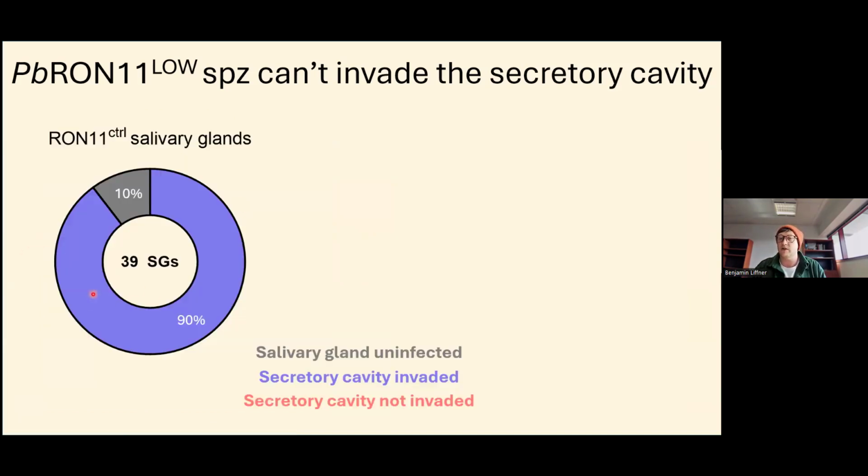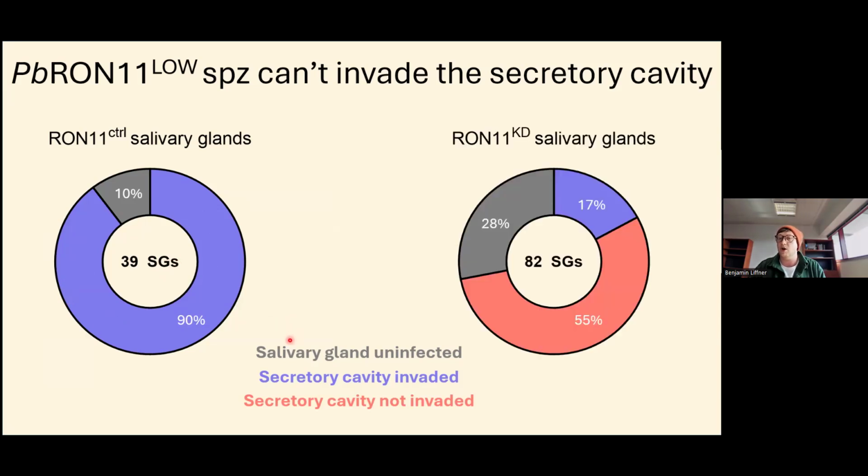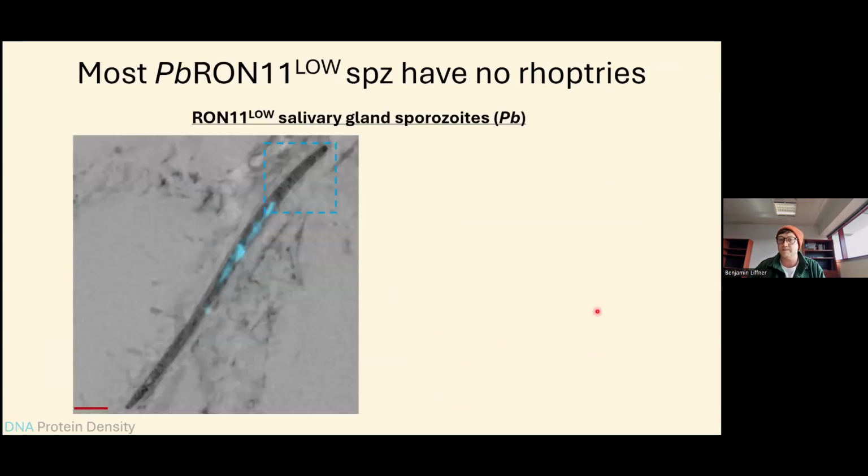When we quantified this over lots of salivary glands, you can see that for controls, all the infected salivary glands had parasites in the secretory cavity, while in the RON11 low parasites, a vast majority of, let's say, pseudo-infected glands didn't have any parasites in the secretory cavity. And one thing that's key about this is that mosquitoes pass sporozoites onto animals through their saliva. So presumably these parasites, even though they're physically in the salivary glands, couldn't be transmitted.